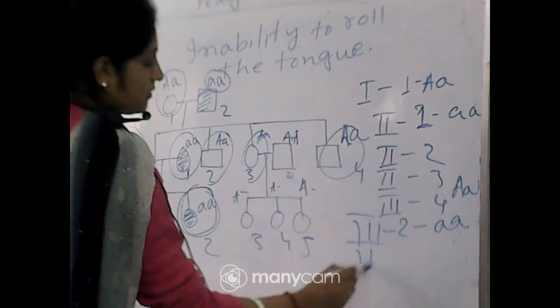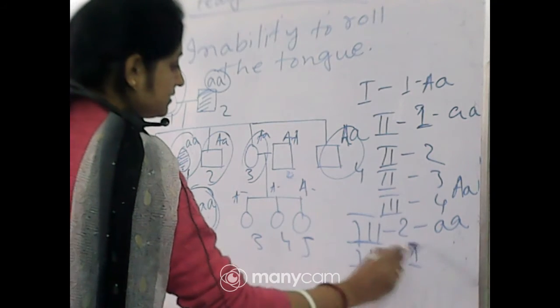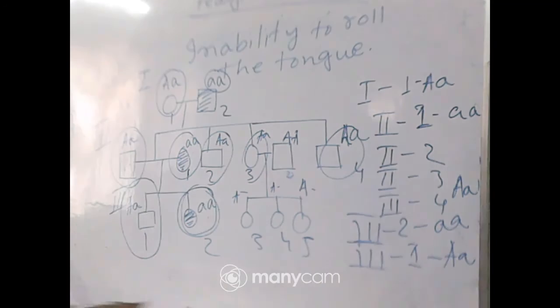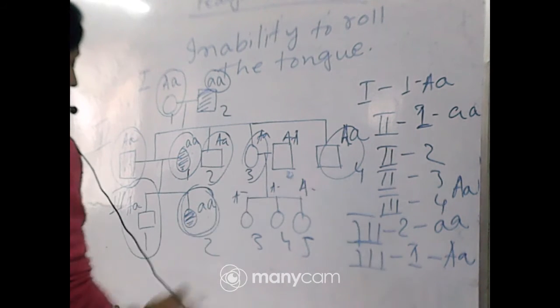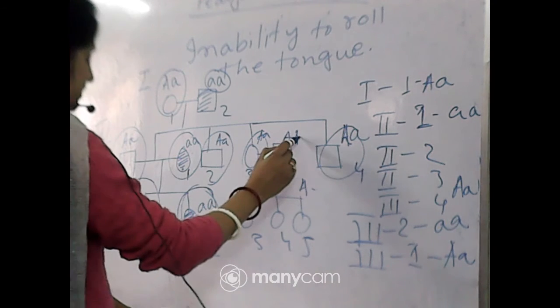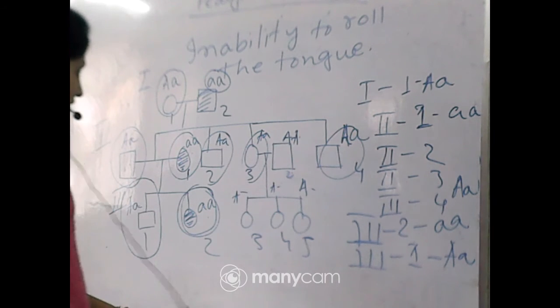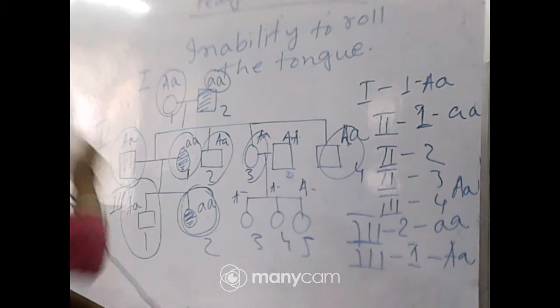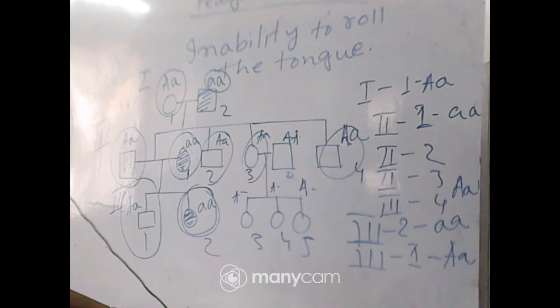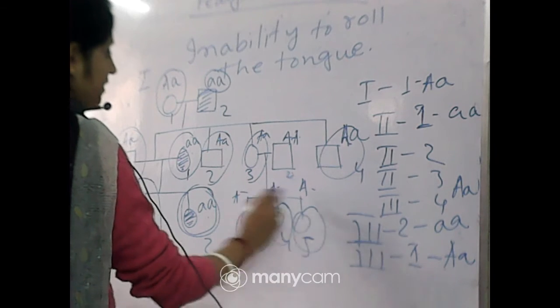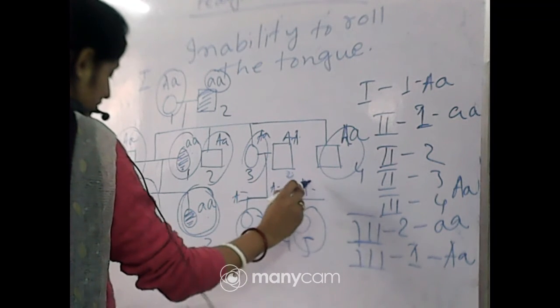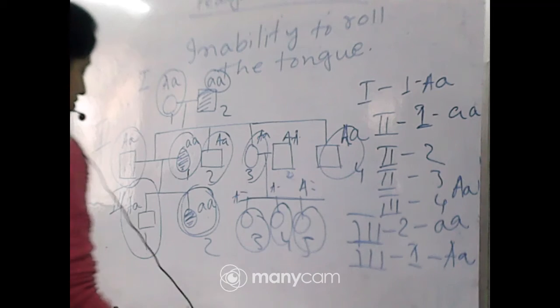So 3-1 is heterozygous. 2-3 is heterozygous. Her husband can be either heterozygous or homozygous. Since none of the progeny shows the recessive inability to roll the tongue, the possibility is that the new entrant of the pedigree is homozygous dominant. So 3-3, 3-4 and 3-5 must be homozygous dominant.